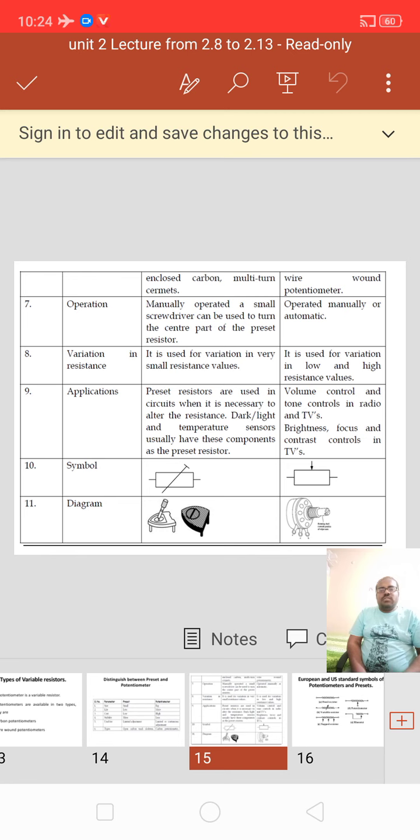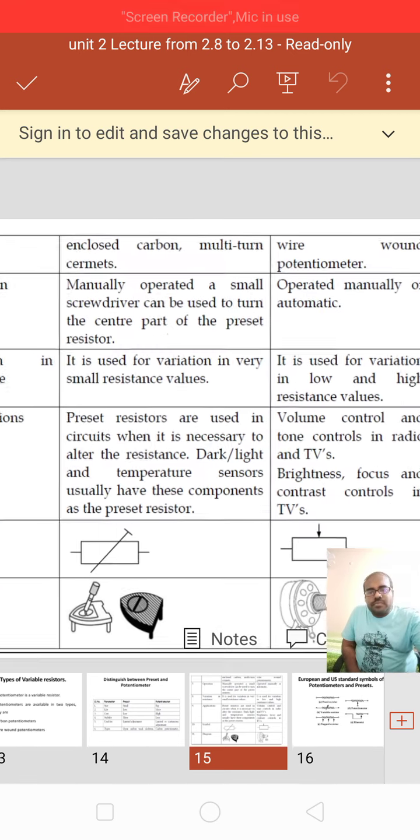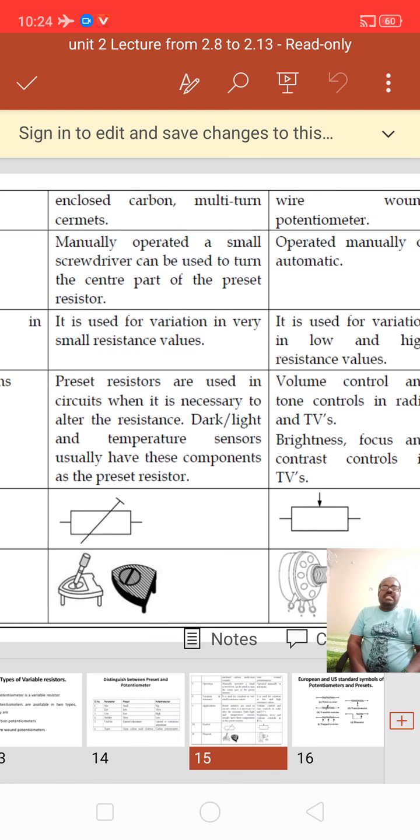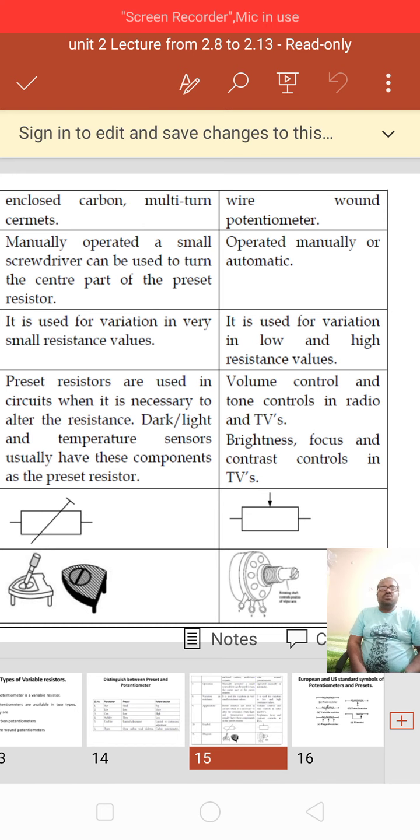Next, variable resistance. Presets are used for variation in very small resistance values. It is used only for low resistance values, but potentiometers are used for variation in low and high resistance values also.